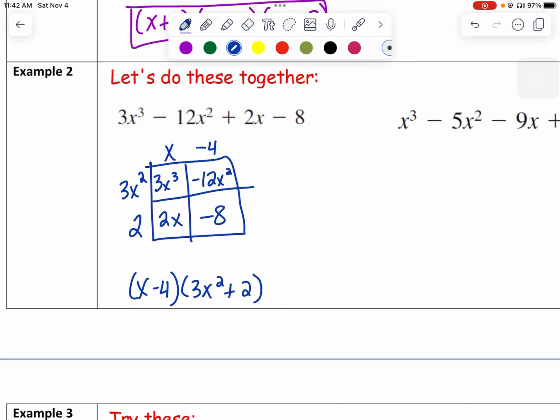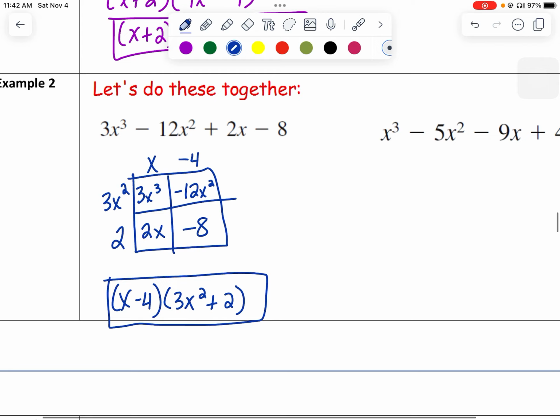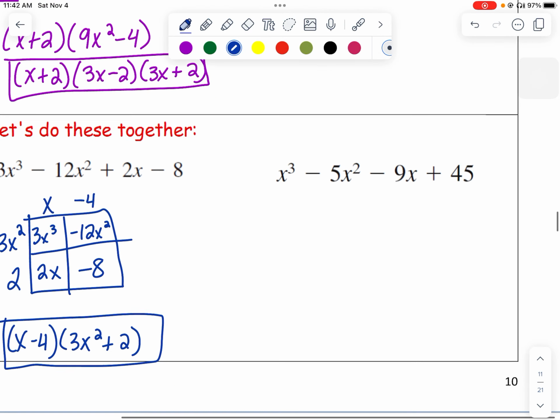And then this time we have a quadratic binomial, but it's not difference of perfect squares, and so it doesn't factor any further. So that is it. Neat, huh? I really like doing it this way. I'm going to do it again like that.